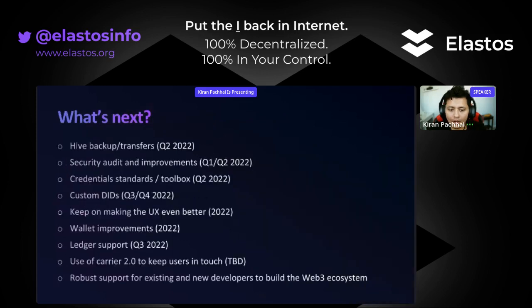All right, so what's next? These are some of the milestones that we have coming up. We will have the ability to transfer your Hive in the future on Essentials. There's a security audit incoming. Custom DIDs where you'll be able to choose your own DID name. So keep an eye out for that. More UX changes, wallet improvements, perhaps Ledger support, and obviously the use of Carrier for different chat functionalities, or even just different communication that you can do from within the application itself.